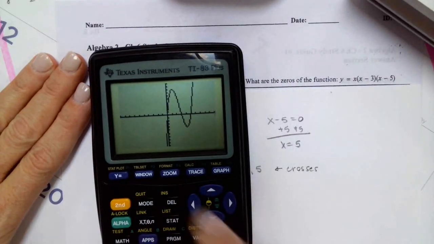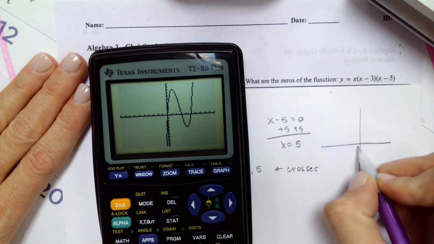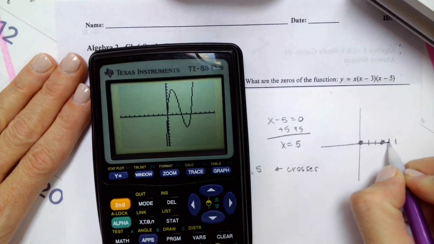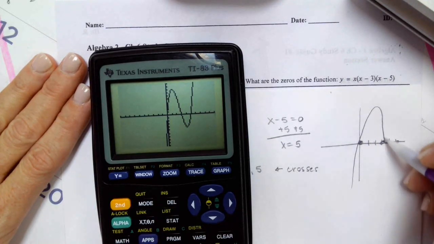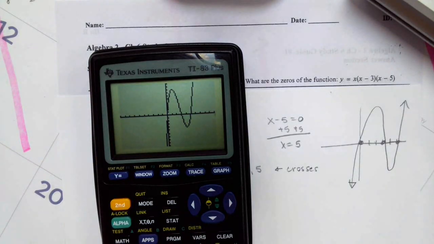So you're going to take this here, and you're going to put a point at 0, 3, and 5. And then you're going to just sketch it like that. And that's going to be sufficient. You don't need to have anything big, grand, or anything like that.